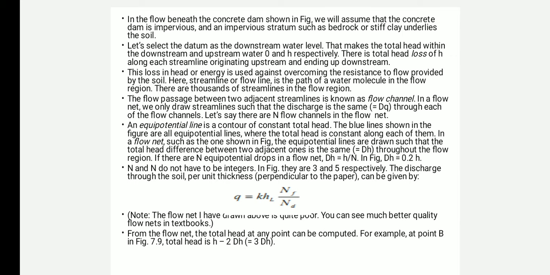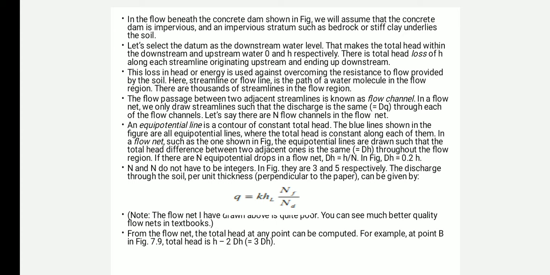There is a total head loss of H along each streamline, originating upstream and ending downstream. This loss in head or energy is used in overcoming the resistance to flow provided by the soil. Here, a streamline or flow line is the path of a water molecule in the flow region. There are thousands of streamlines in the flow region. The flow passage between two adjacent streamlines is known as a flow channel. In a flow net, we only draw streamlines such that the discharge is the same, that is dq, through each of the flow channels.